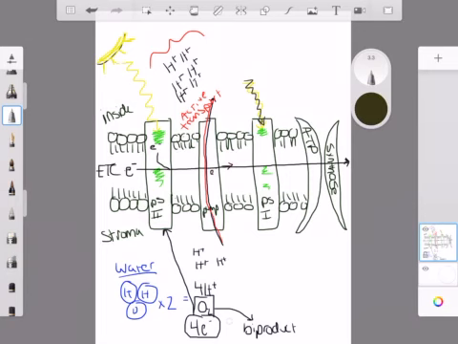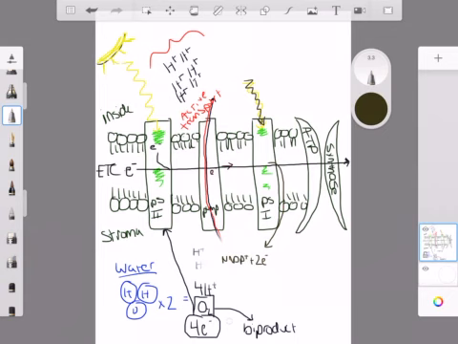So what happens is some of these electrons are going to leave photosystem 1. What they are doing is being bonded to NADP+, plus 2 electrons. We need 2 electrons to make this molecule.